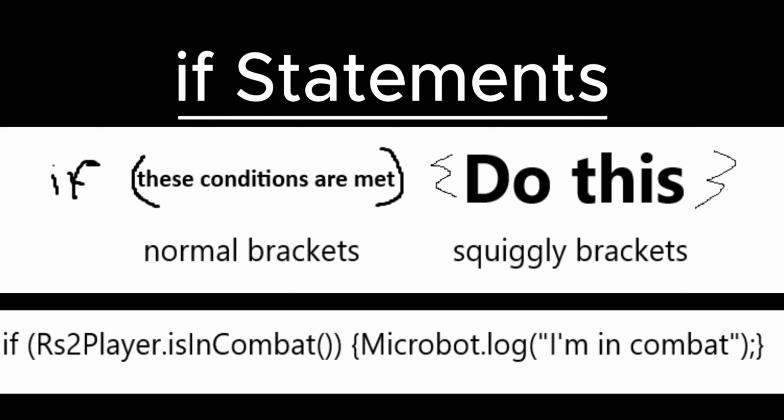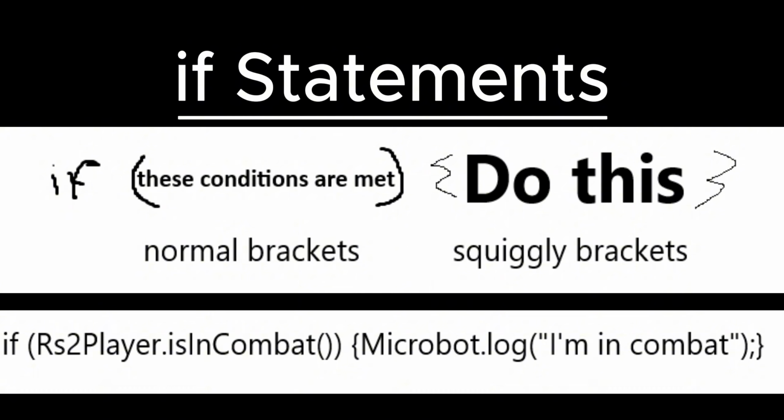It's a Boolean, which means it's a true or false thing, so that method is either true or false. So we don't really have to insert anything because it's already inserted, because it's in the rs2 player class, which involves the player. So it's already asking, is the player in combat? So we give that its open and close bracket, and then we close that off. So that is our conditions, if these conditions are met inside the normal bracket. So if I'm in combat, now we want to do this.